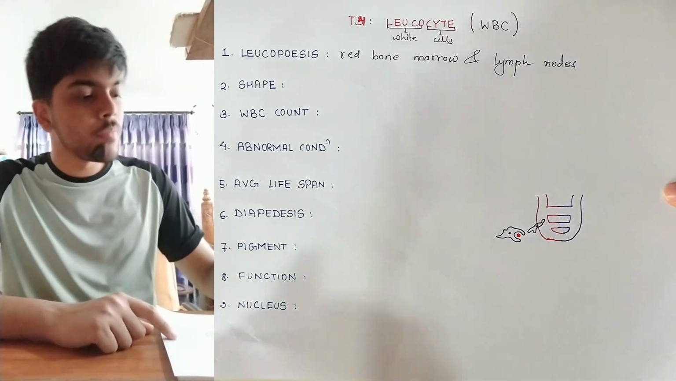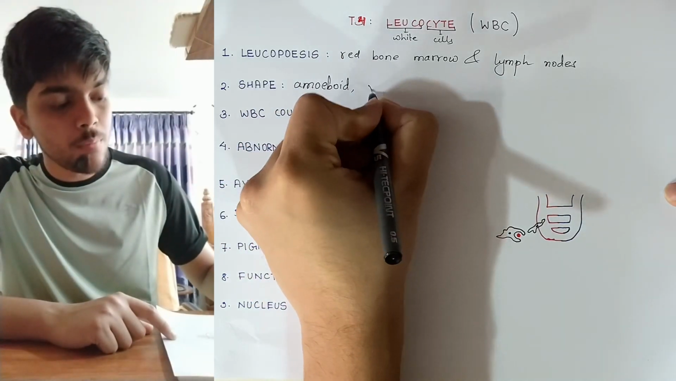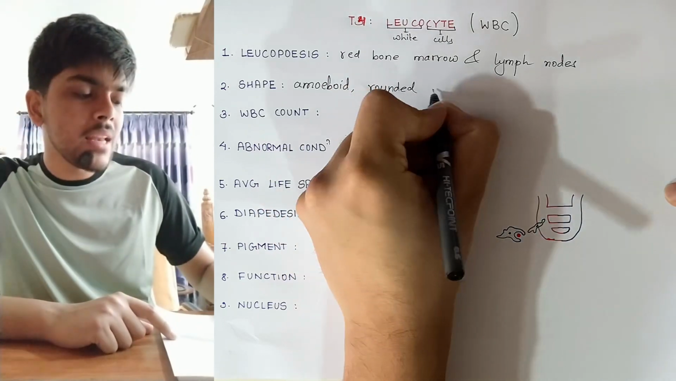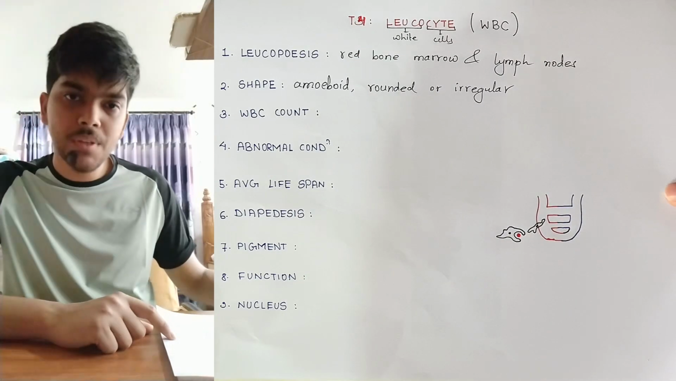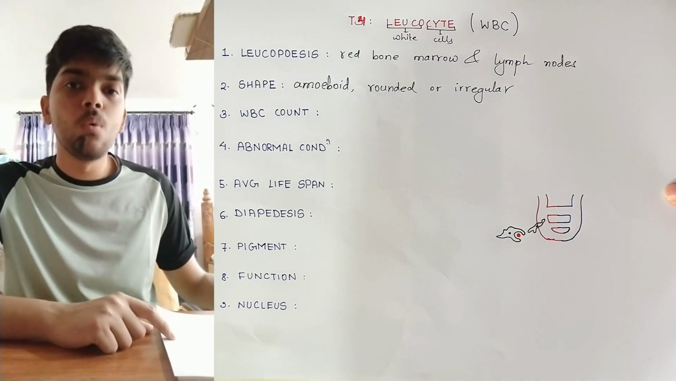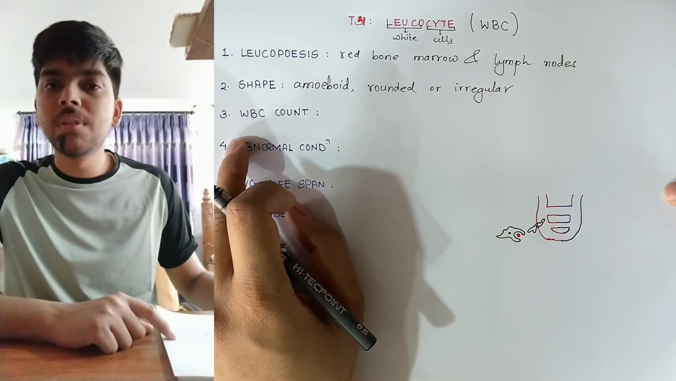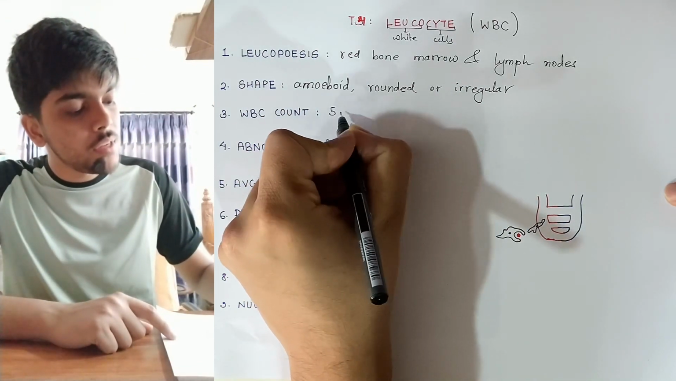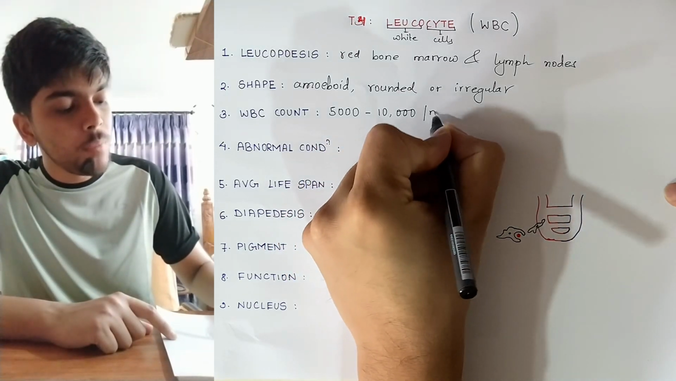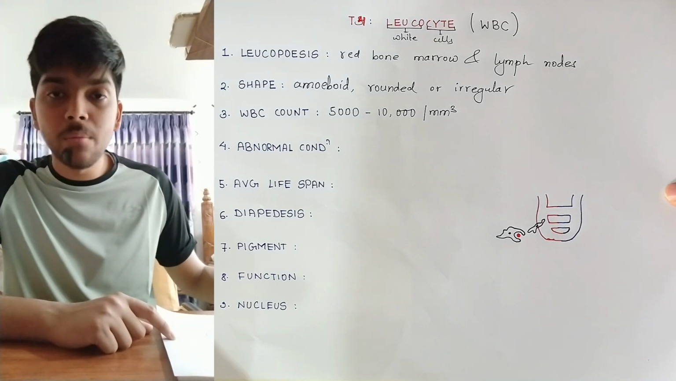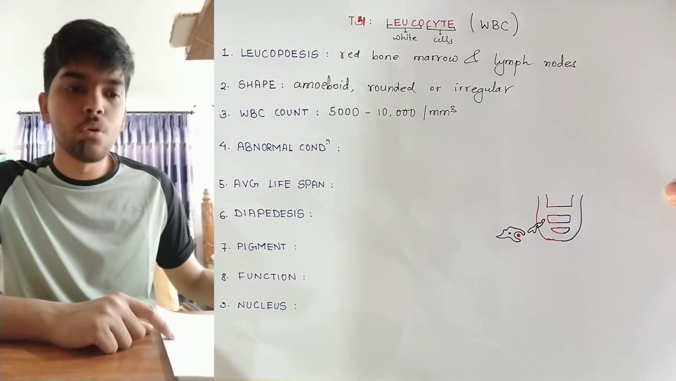Number 2 is the shape. So WBC can be amoeboid in shape, they can be rounded, or they can even be irregular in shape. The shape depends upon the type of WBC that we are referring to. And if you want to know the different types of WBC, you gotta wait for the next video. Thirdly, WBC count. The number of WBC found in the human body ranges from 5,000 to 10,000 per cubic millimeter. 1 cubic centimeter means 1 milliliter. So 1 cubic millimeter, you can calculate it on your own.